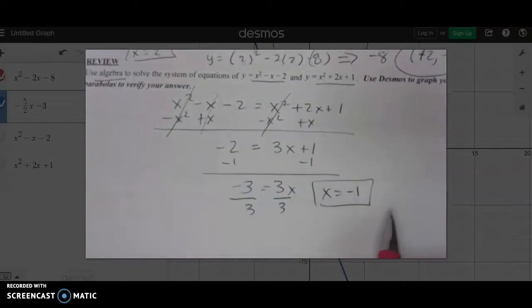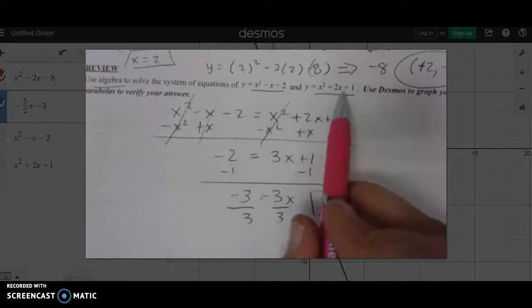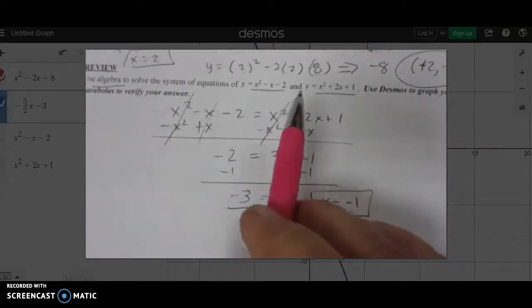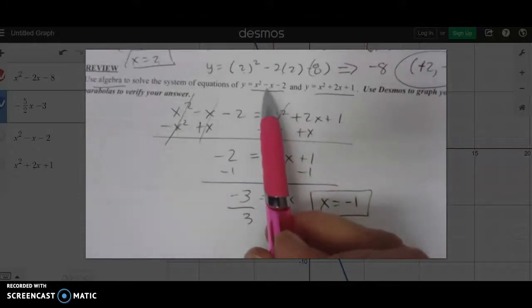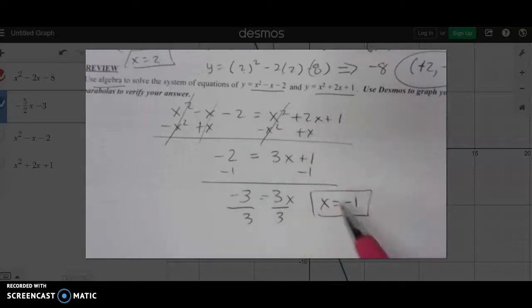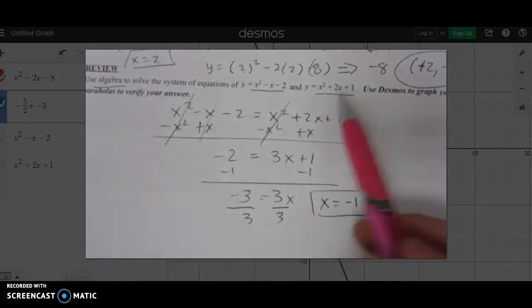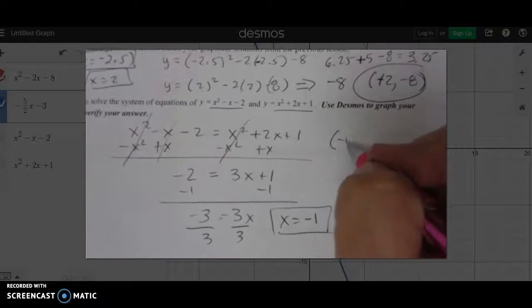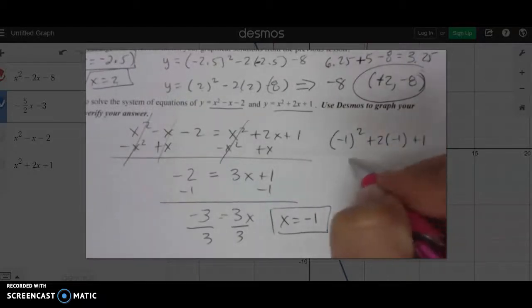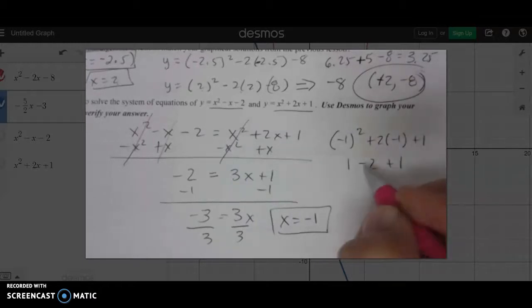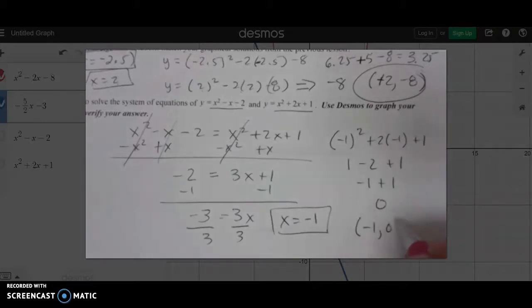That's kind of nice. Now I'm going to take this -1. I can plug it into either equation. It does not matter which equation you plug it into. What I noticed, though, is this one has a lot of negatives in it. Negatives tend to mess people up, and people make mistakes. So I'm going to take the -1, I'm going to plug it over here, and I'm going to get -1 squared plus 2 times -1 plus 1. I'm going to get 1 minus 2 plus 1. 1 minus 2 is -1 plus 1, and that equals 0. So my point is negative 1, 0.